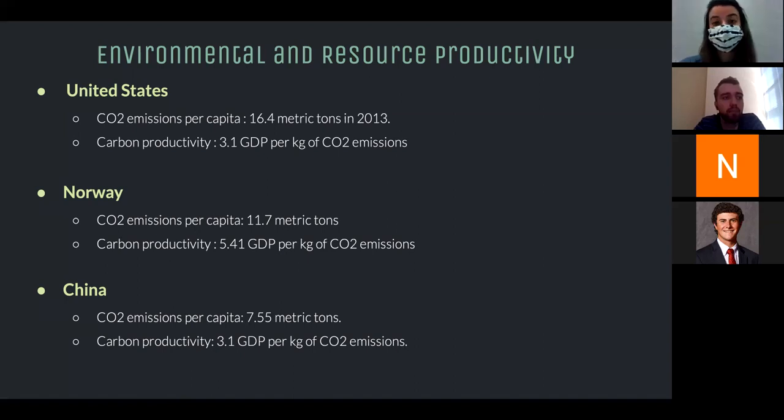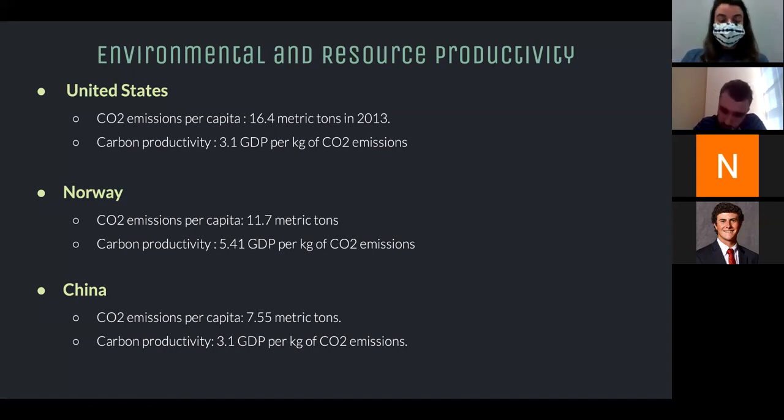So now that that's understood, let's move on to their environmental and resource productivity. So the carbon dioxide emissions are those stemming from burning of fossil fuels and manufacture of cement. They include carbon dioxide produced during consumption of solid, liquid, and gas fuels and gas flaring. In the United States, CO2 emissions per capita are staying relatively level at 16.4 metric tons as recorded in 2013.